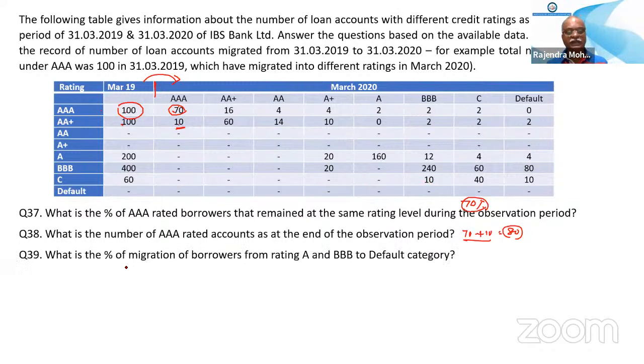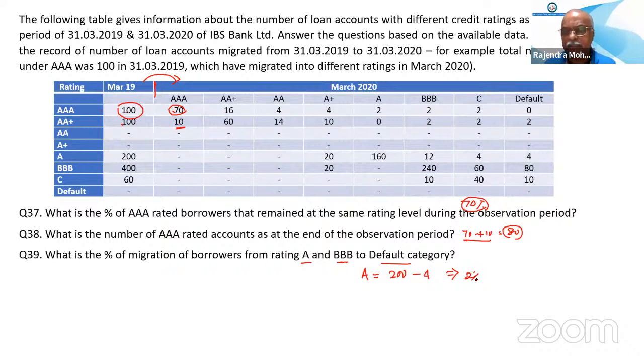Now, third question, what is the percentage of migration of borrowers from rating A and BBB to default category? How much A has defaulted and how much BBB has defaulted, in percentage? How much of A has defaulted to the default category? A earlier was 200. Now it has become 4. So 4 out of 200. How much is the percentage?